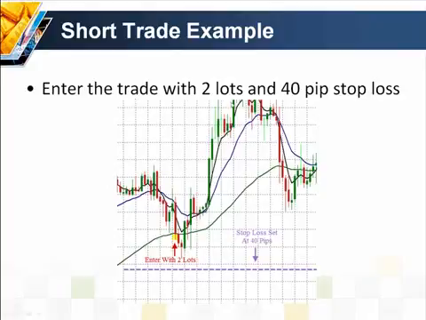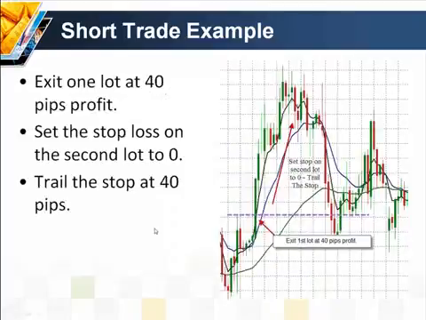We enter the trade with two lots and a 40 pip stop loss. So we enter here with two lots, and we set our stop loss 40 pips back to protect ourselves in case the trade doesn't move in our favor. We exit one lot at 40 pips profit, so we set our take profit level to 40 pips. When that first lot exits, we move the stop loss to the break-even point, and we trail the second stop loss until it is hit.